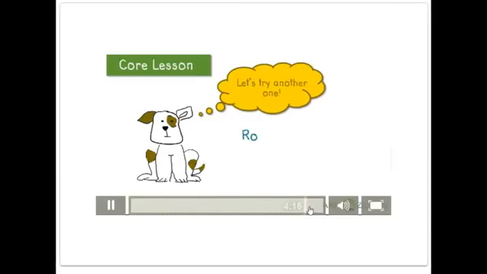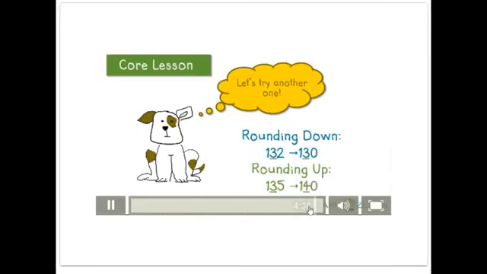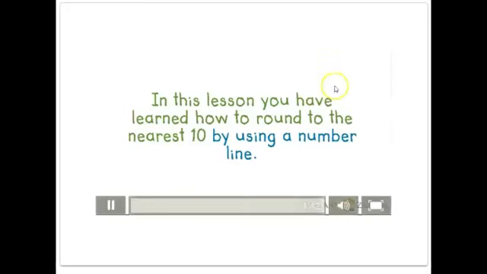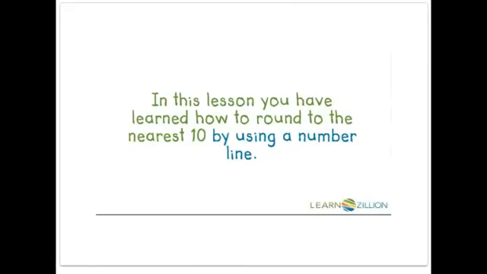Let's try another one. Let's round down. When we round 132, it turns into 130. The 3 stays the same and the 2 turns into a 0. If we round up, 135 is at the midpoint and it would round up to 140. Notice again the 3 turns into a 4. In this lesson, you have learned how to round to the nearest 10 by using a number line.